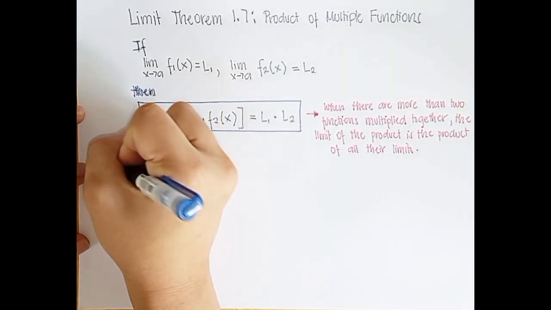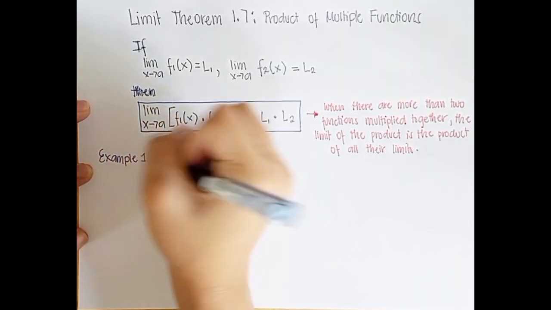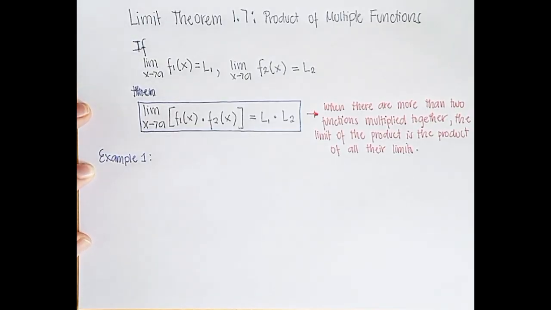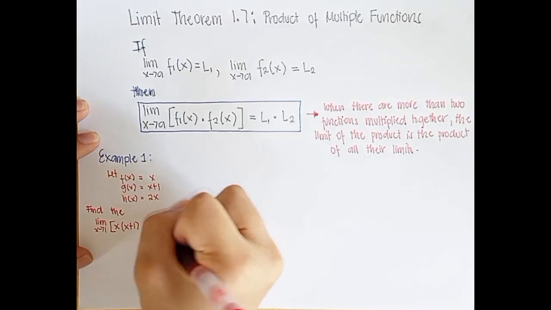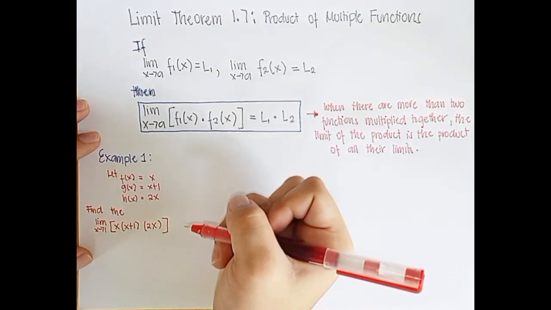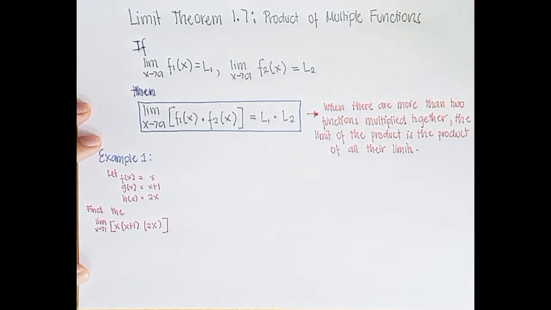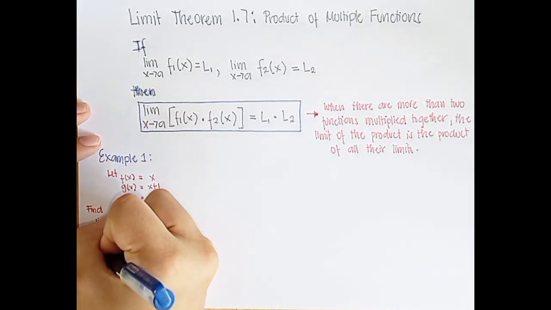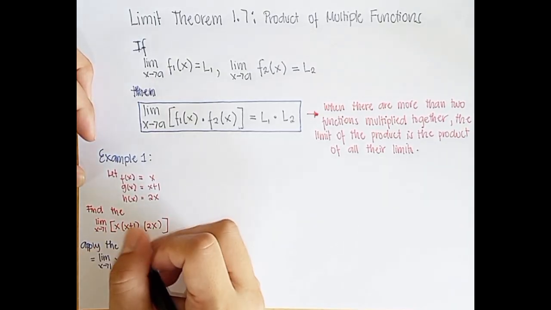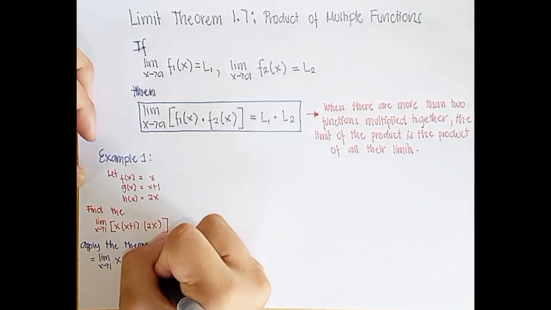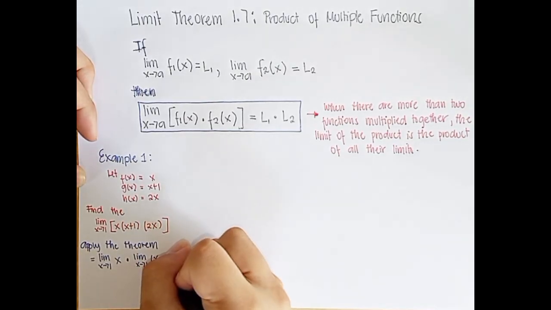So in order for us to fully understand Theorem 1.7, the product of multiple functions, let's have this example number 1. Let f of x equal x and g of x equal x plus 1 and h of x equal 2x. Find the limit as x approaches 1 of x multiplied by x plus 1 times 2x. First, let's apply the theorem.